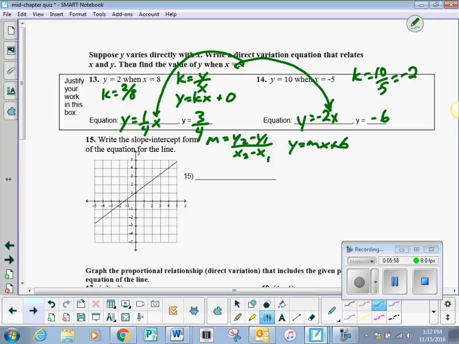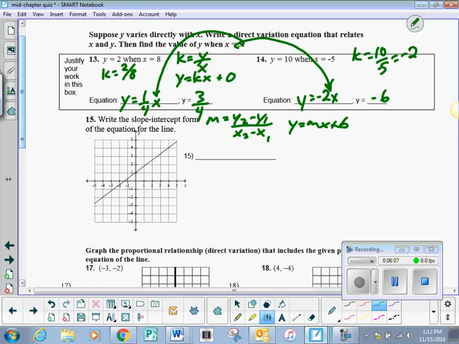Okay, so some of you need to make a change on that. We'll have 2 more problems to prove yourself on the retake. Most of you did this one right. What's the y-intercept? 1. What's the slope? 3/4. y equals 3/4 x plus 1. A couple of you had some goofy answers, but most of you did that right.